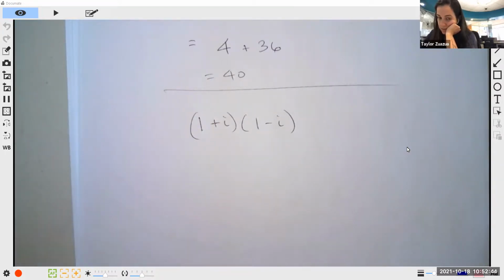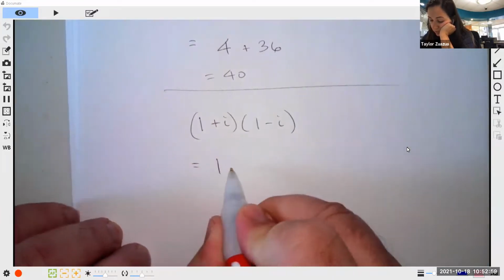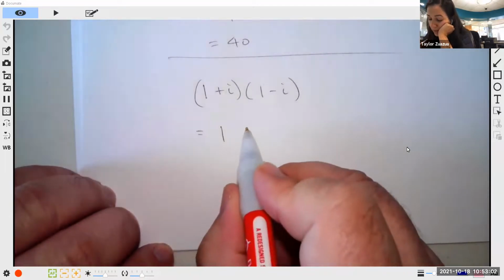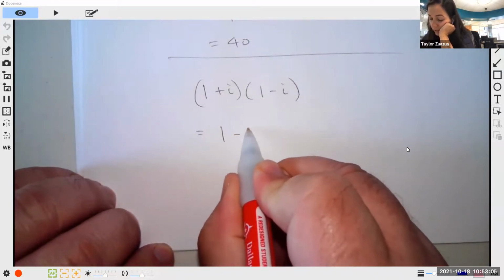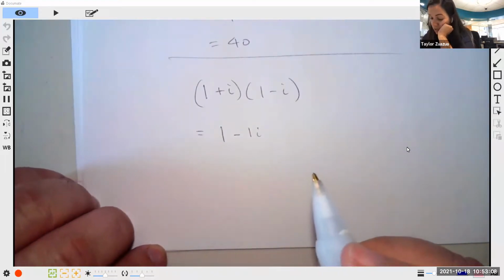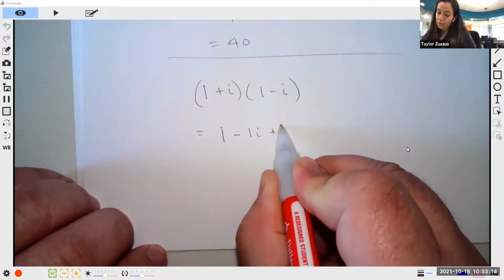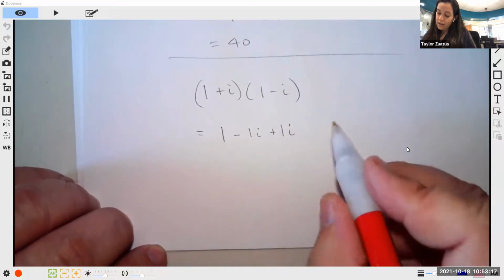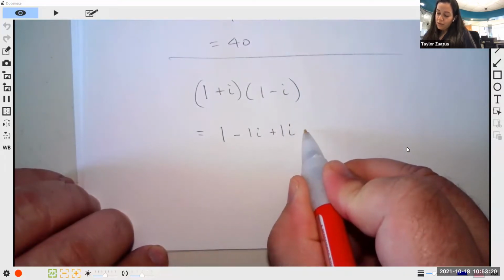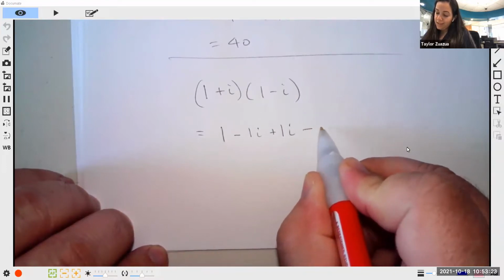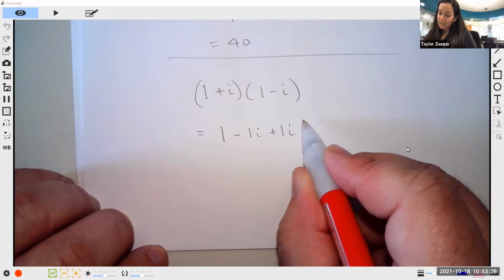One plus i, one minus i. So 1 times 1 equals 1. And then 1 times negative 1i, a positive and a negative, so it'll be a negative 1i. Then you have 1i, which is a positive 1i times 1, so it's plus 1i. And then positive times a negative, so you have plus i squared.